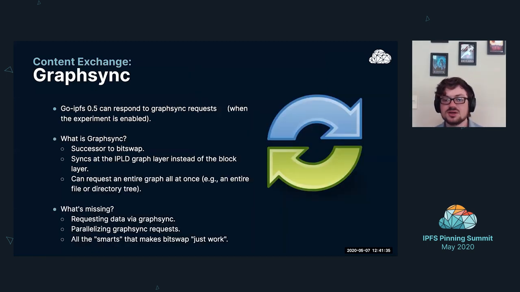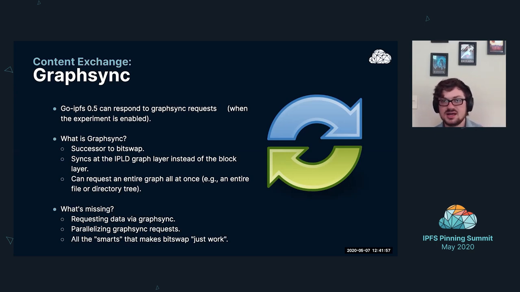GraphSync. Okay, so GraphSync is this new fancy protocol that lets us request an entire DAG all at once instead of requesting each individual block. So with BitSwap, you say, I want this block. But this means you end up with a lot of round trips, and if you want to stream a bunch of data all at once, GraphSync will just let you describe the subset of data you want and pull it all in.